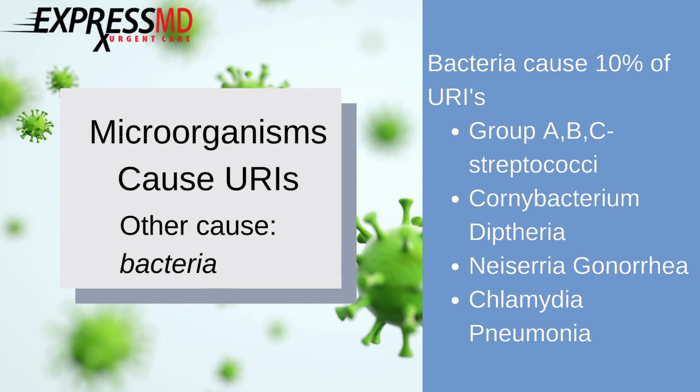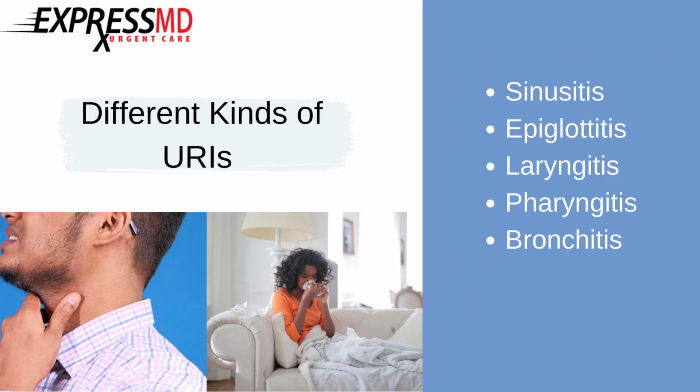So now that we know what causes URIs, viruses and bacteria, next I want to describe the different types of acute upper respiratory infections. The different URI types are named according to the parts of the upper respiratory tract most involved in the infection. In addition to the common cold, some of the other typical URI types are sinusitis. Sinusitis is an inflammation of the sinuses, which leads to facial pressure and nasal congestion.